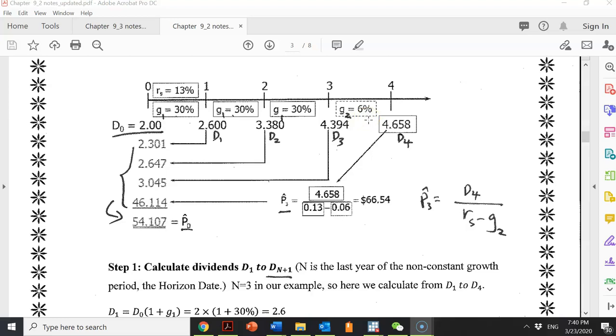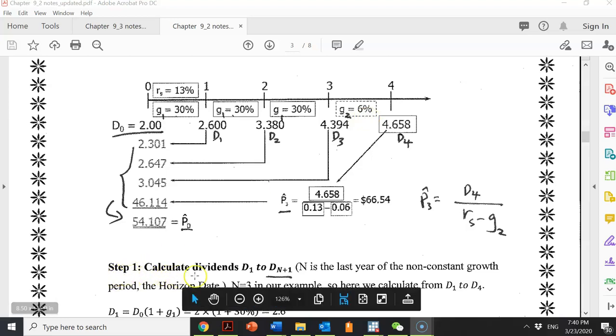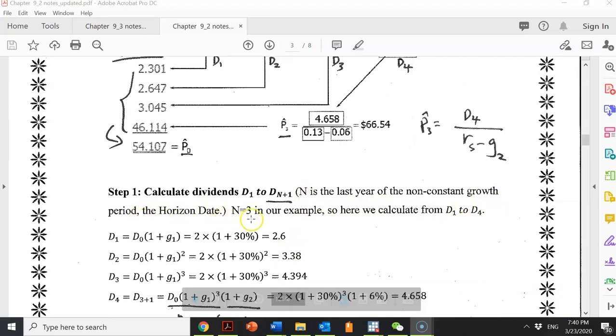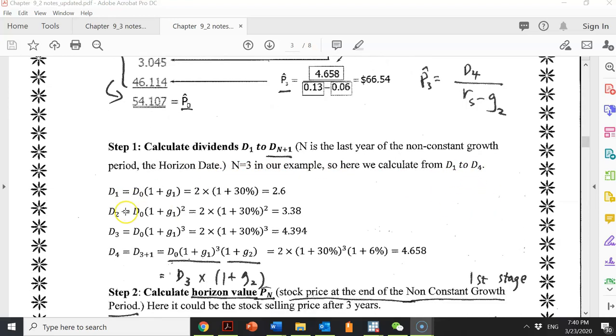Okay, step 1. We need to calculate dividends from D1 to Dn plus 1. Here, n is the last year of the non-constant growth model, the horizon date, and it is 3 in our example. So we calculate D1 to D4. We know D0 is $2, given. We know G1 is 30%. So D1 equals D0 multiplied by 1 plus 30%, which is 2.6.